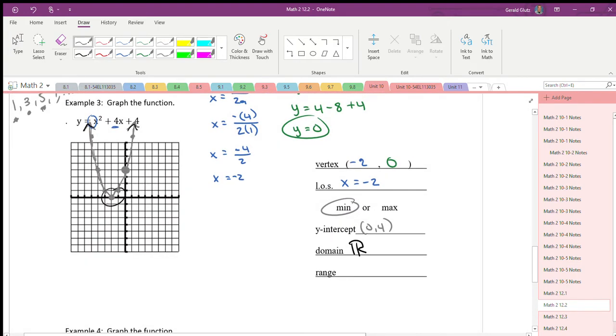So what is the lowest point of this graph? What does y equal at this point? On the vertex, y equals 0, and if you're not sure, you could always look at your vertex. And then all these points that are on the graph are all above or bigger than 0. So that means the range is y has to be greater than or equal to 0.